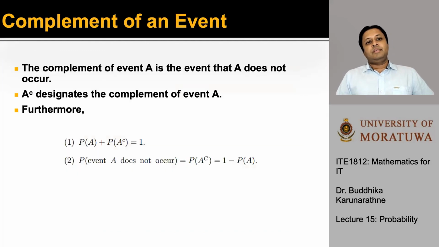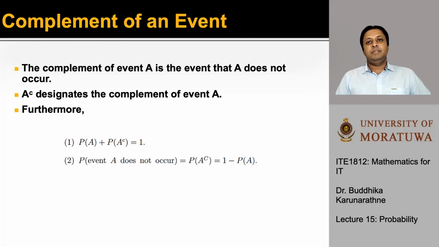Now we introduce another concept, which is the complement of an event. The complement of event A is the event that A does not occur. Basically, we can call it the inverse or the opposite. We can define an event where A does not happen, which we call the complement of A. It is denoted by A superscript C.